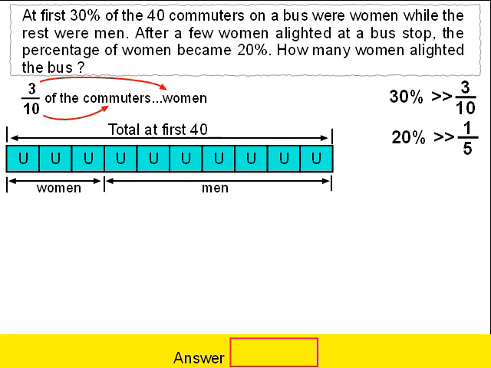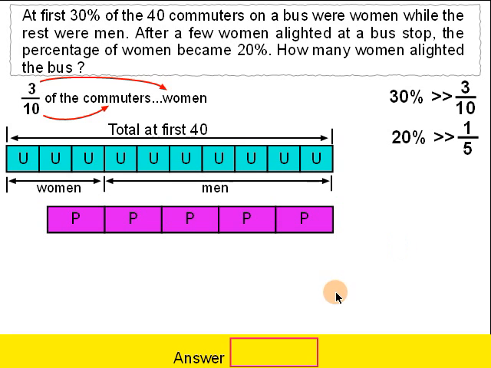Alright, and we are told that after a few women alighted at the bus stop, the percentage of women became 20%, which means only 1/5 are women. Okay, so in this case, we say that there are a total of 5 parts left. Alright, and 1 part belongs to women, and therefore 4 parts belong to men as such.